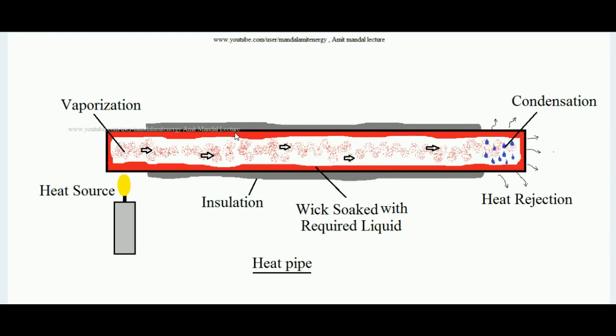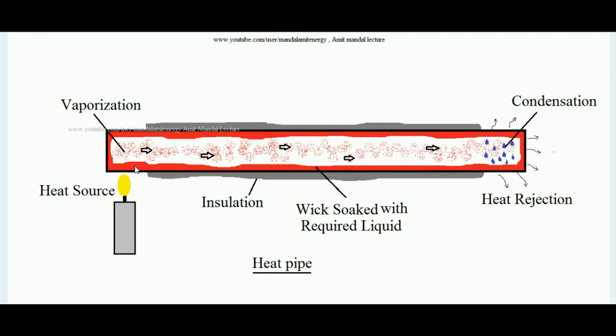Now this wick is soaked in the required liquid for the heat transfer mechanism. Whatever liquid is desired, the entire wick is soaked with that liquid. That's it. Now what happens? Suppose I am applying a heat source over one end. Since this end is bare, having no insulation, suppose a candle is supplying heat to it. When heat passes through this metallic pipe to the wick, the wick contains the liquid, so it will absorb the latent heat and vaporize.